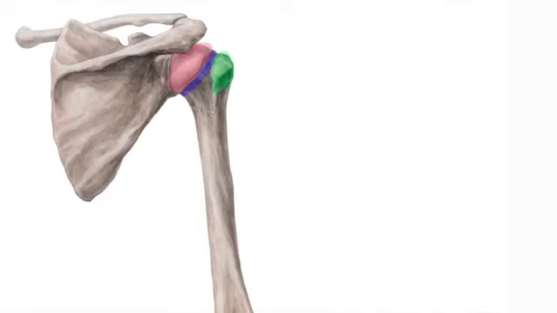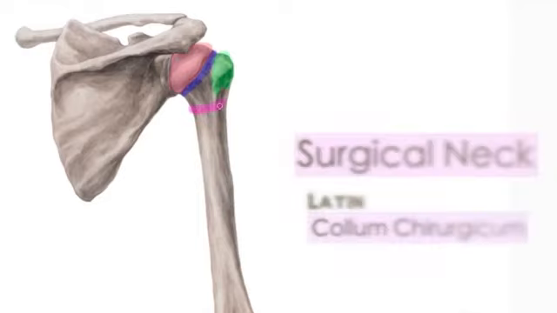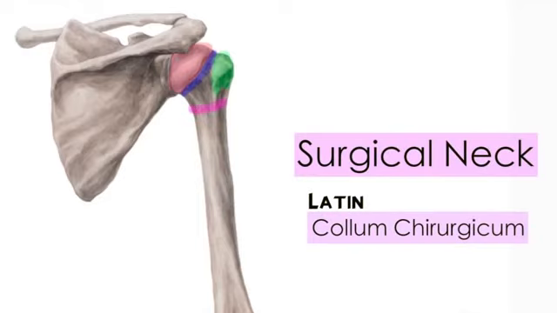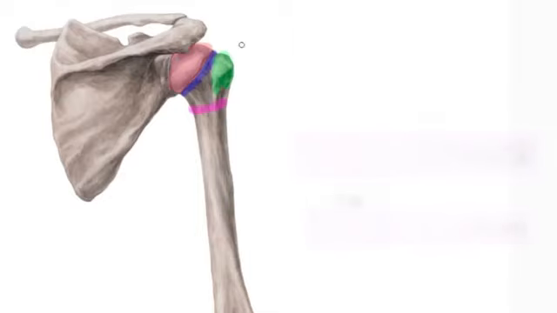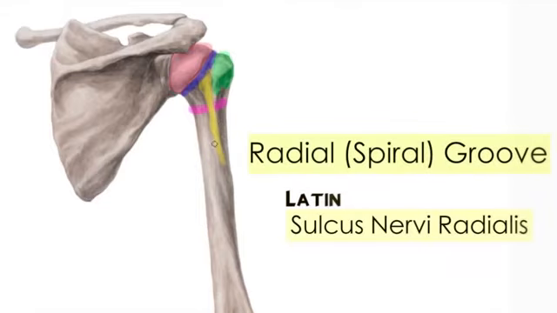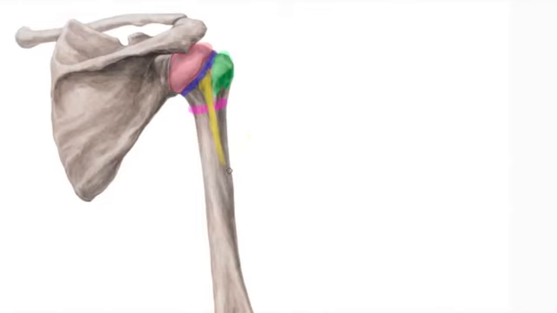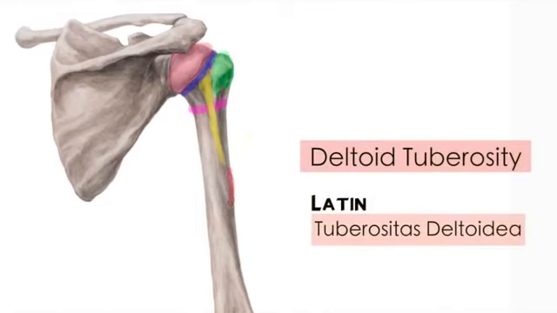More distally, you're going to find another neck known as the surgical neck. And you can notice here a groove or a little bit of a depression. This is where the radial nerve is going to pass through, let's say. This is known as the radial groove. Now, you can also still notice the deltoid tuberosity here laterally, where the deltoid muscle is going to insert.